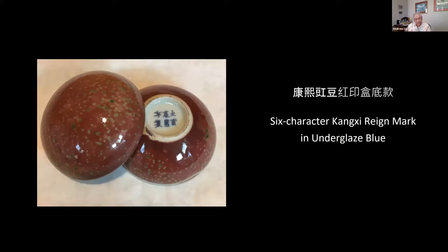Okay, this is the one that has a mark. So this is after Kangxi was 40 years old, he allowed them to put his name underneath. Okay, let's go to the next.